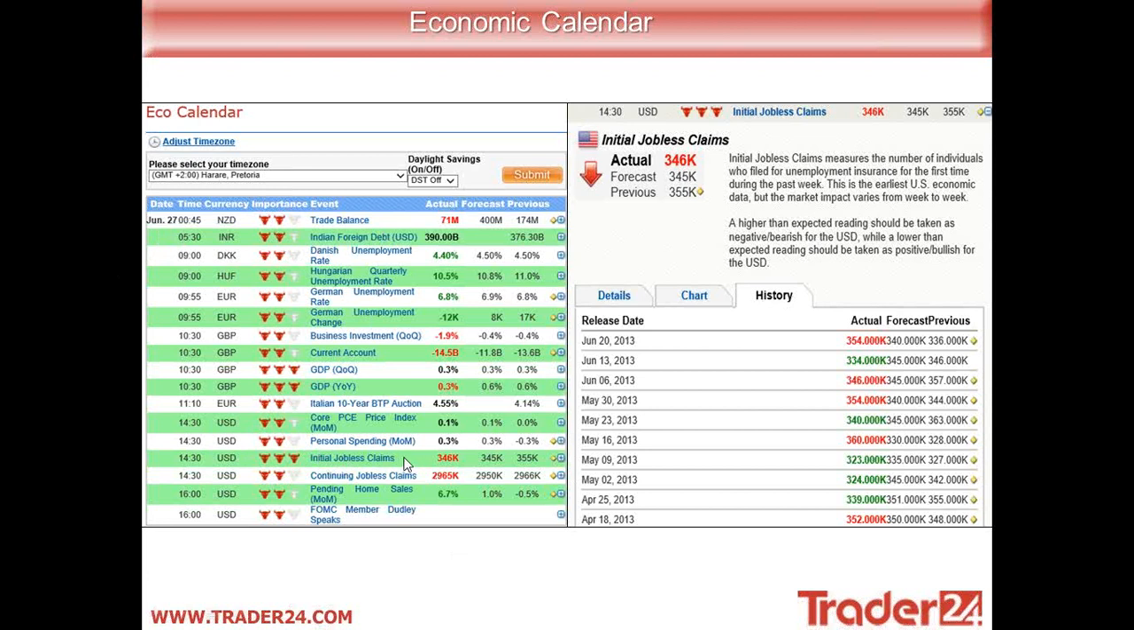If you click on initial jobless claims, it gives you an explanation of what that is, what the forecast was, what the previous numbers were, and then I also just like to have a look at the historical prices as well. It tells you exactly what initial jobless claims is. A higher than expected reading should be taken as negative or bearish for the dollar, while a lower than expected reading should be taken as positive or bullish for the US dollar. So I want you to look at this first thing every single day, or certainly at the beginning of the week as well, just so you can prepare your trading week.